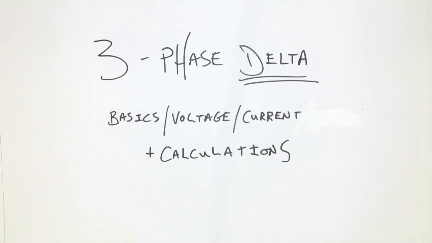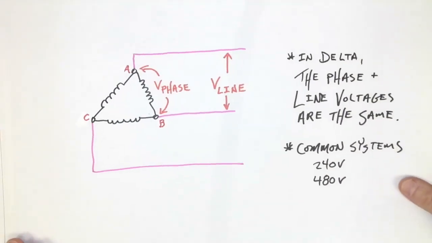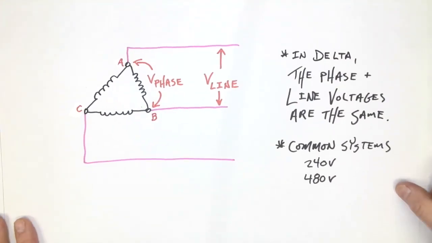Three-phase delta, the basics, voltage, current, and a few calculations. Delta systems differ significantly from Y-connected systems of either load or source, and that's because they form a delta symbol or a triangle as opposed to a Y shape.